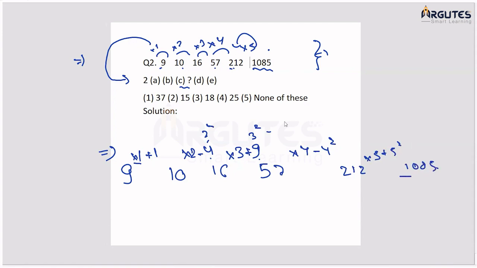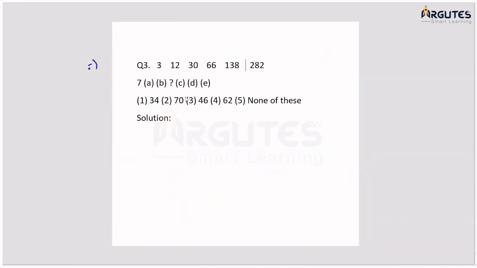Now the same rule we have to apply here, starting with the number 2. So 2 into 1 plus 1, that is 3. Then 3 into 2 minus 4. So 3 twos are 6, 6 minus 4, that is 2. So this is A, this is B. Then 2 into 3 plus 9. So 2 threes are 6, 6 plus 9, that is 15. So your C, what is C? C is 15. So here our option 2, that is 15, will be the correct answer. Okay, we will look at another question.